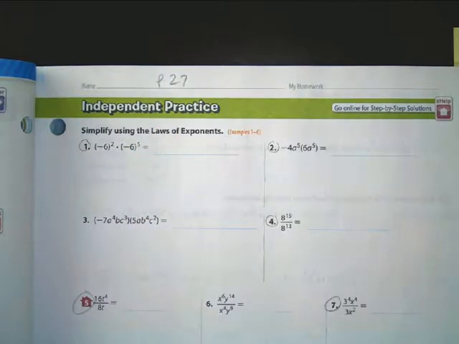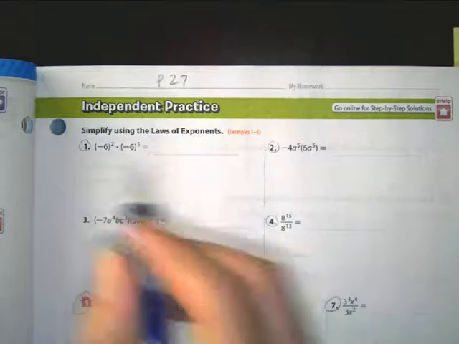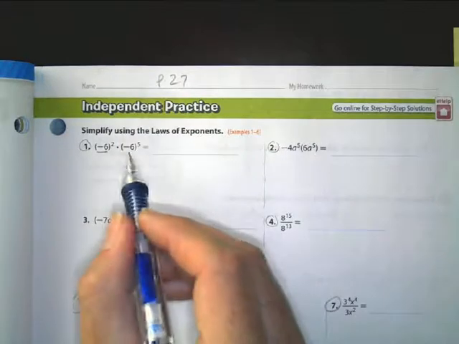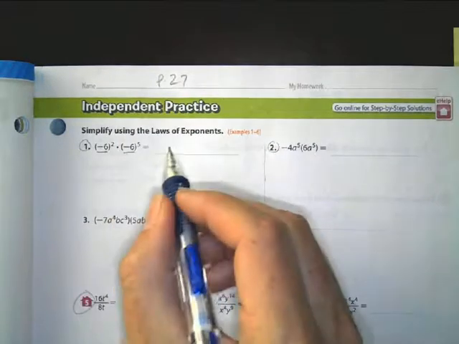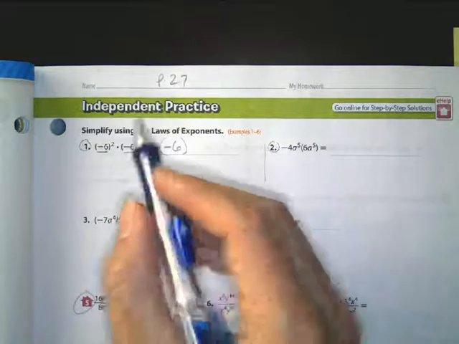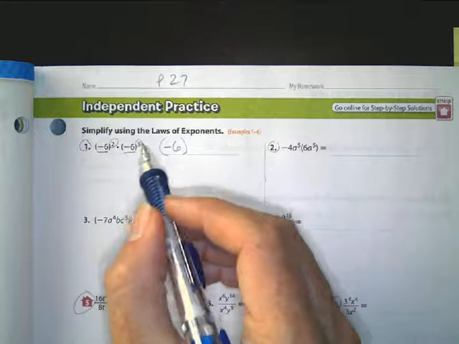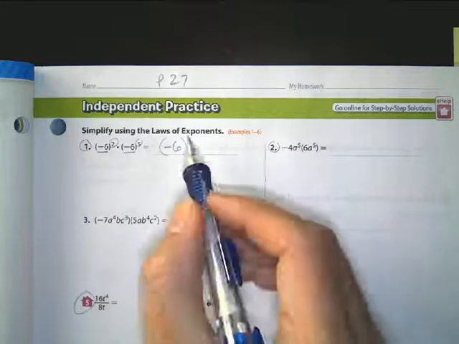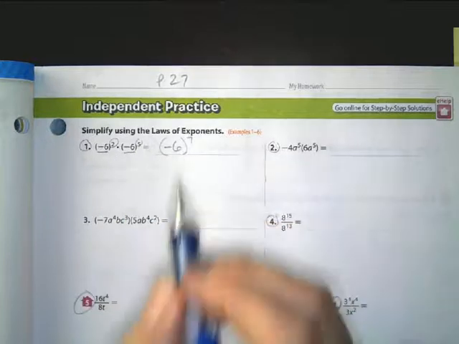First of all, we look at number 1 and we see that we have the same base, -6, -6. So that's my base, no matter what. And because it's the same base and we're multiplying, we're going to add the exponent values. So 2 plus 5 is 7.